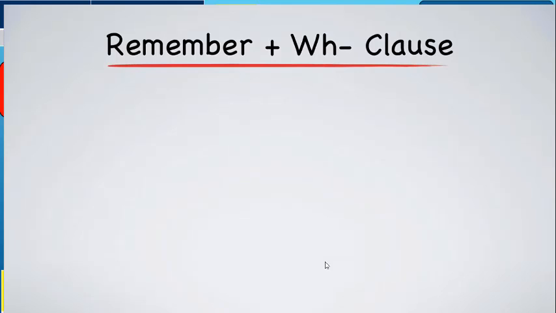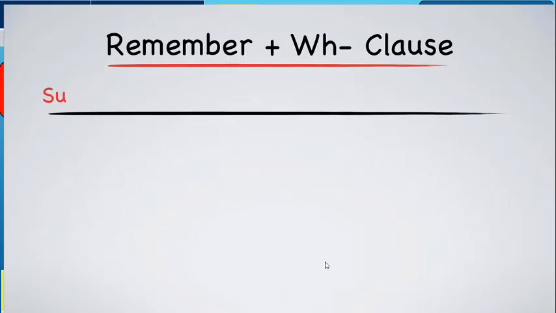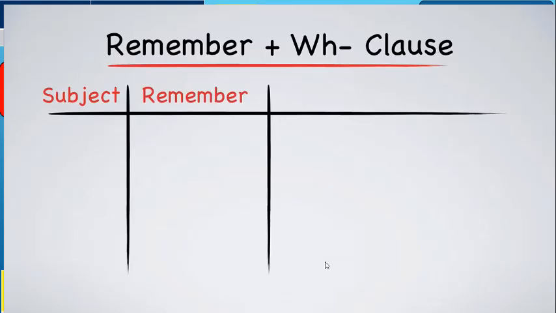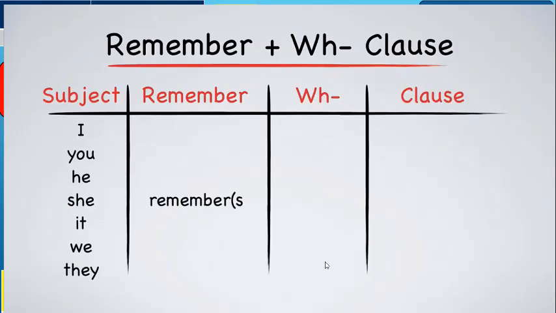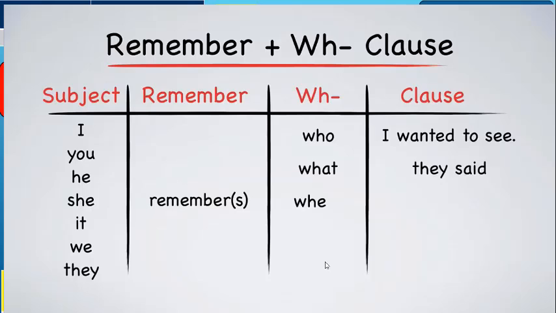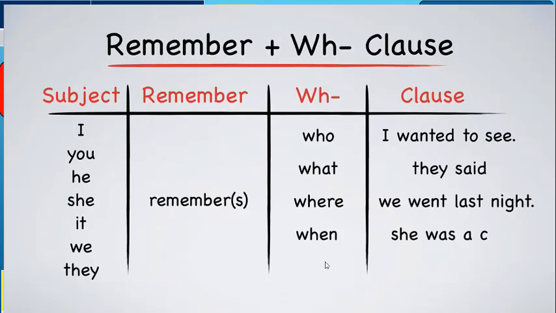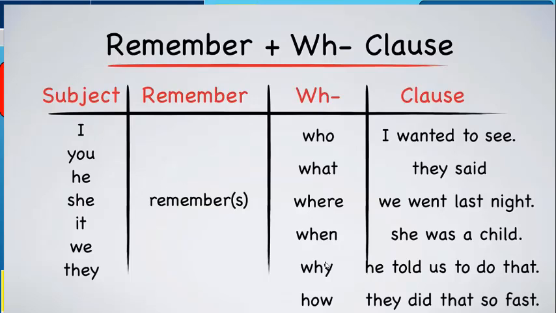I'll show you an example with a WH clause. The pattern is as follows. Subject, remember or remembers, the WH word, and a clause. For example, I remember who I wanted to see. She remembers what they said. We remember where we went last night. She remembers when she was a child. They remember why he told us to do that. I remember how they did that so fast.